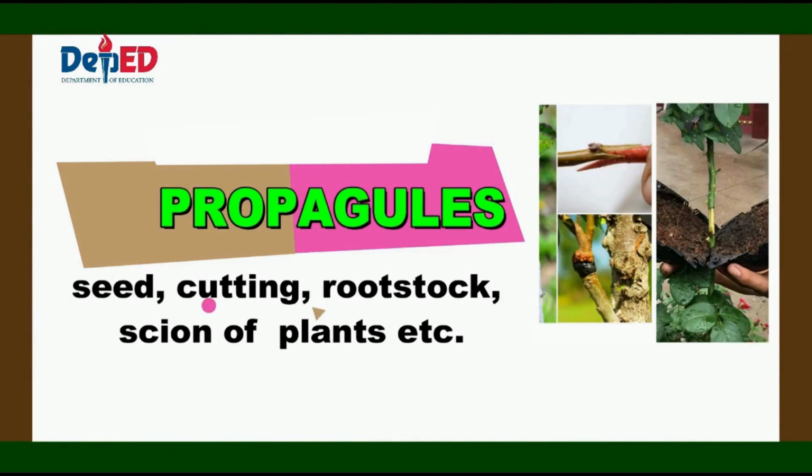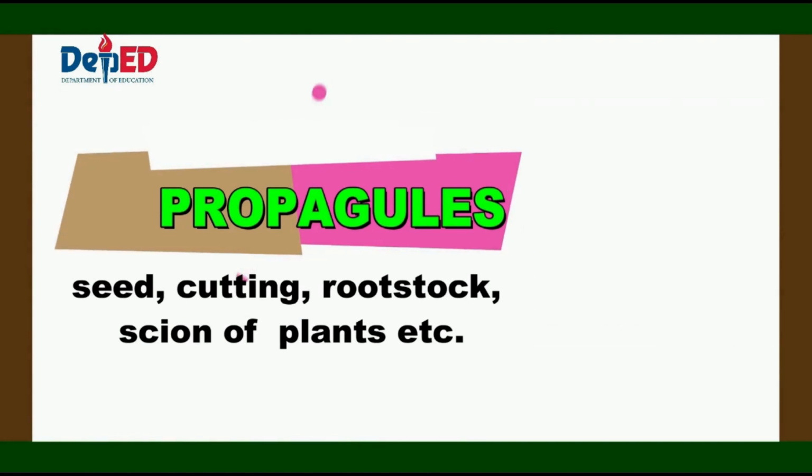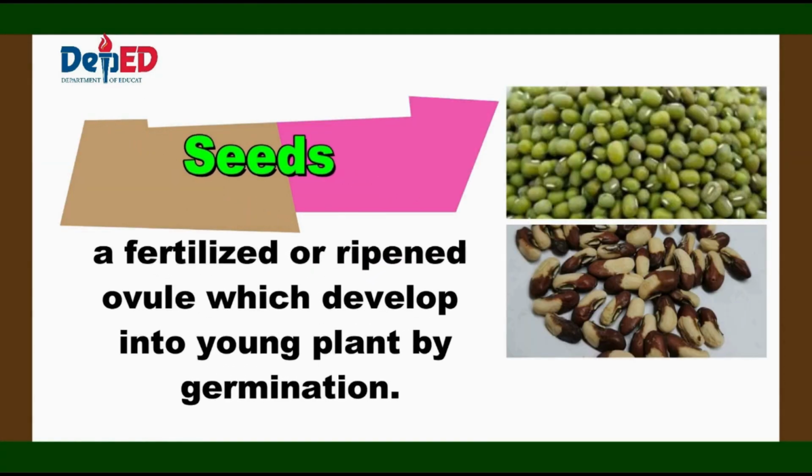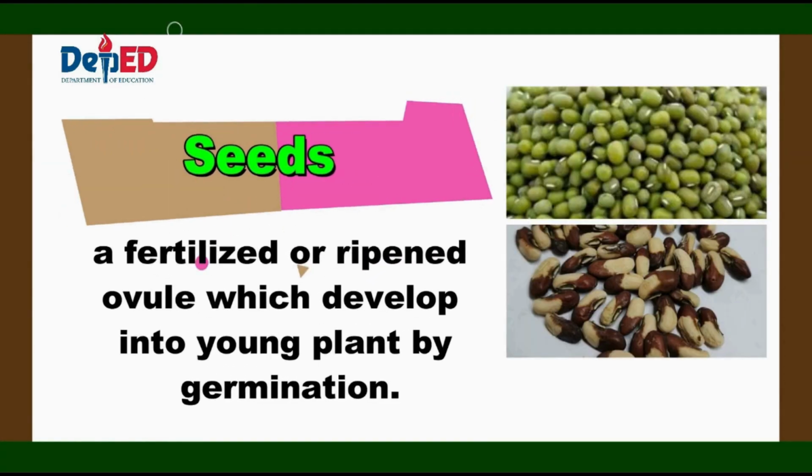Another example of nursery material is propagules. Propagules, examples: seed, cutting, rootstock, scion of plants, etc. Seed, a fertilized or ripened ovule which develop into young plant by germination.